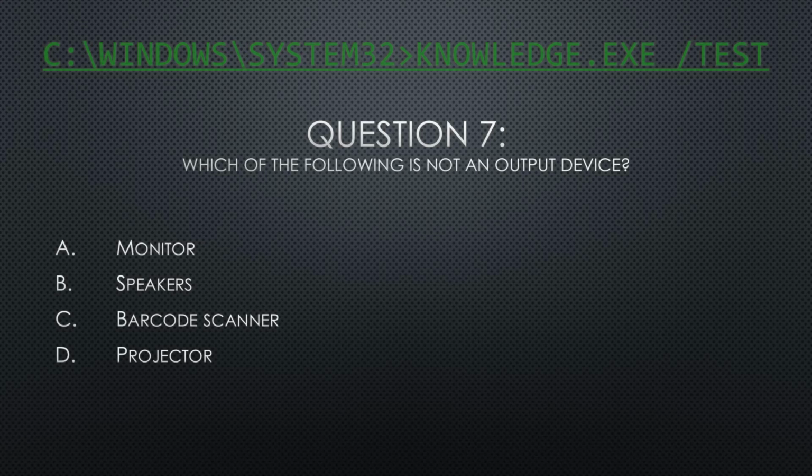Question 7. Which of the following is not an output device? A. A monitor, B. Speakers, C. Barcode scanners, and D. Projectors. C is the correct answer. A barcode scanner does not output any information, but rather accepts barcodes as input.